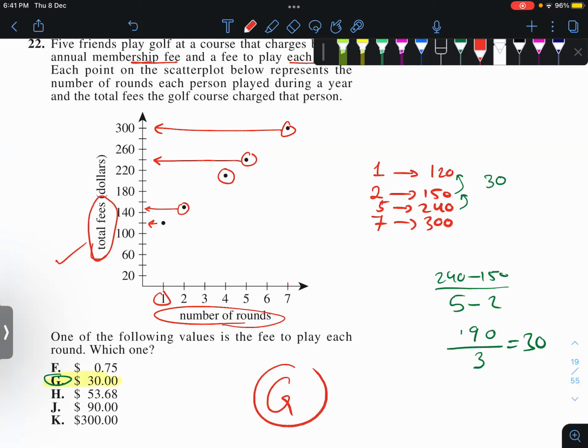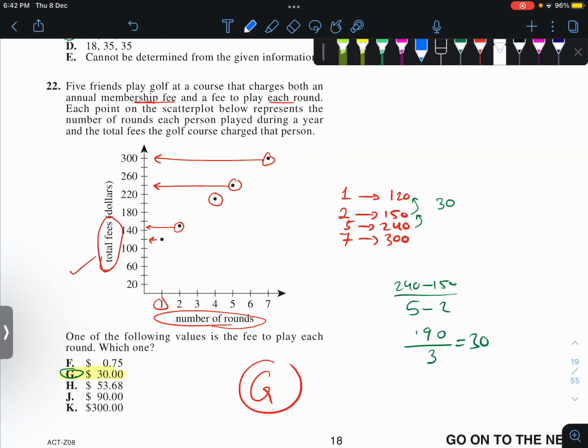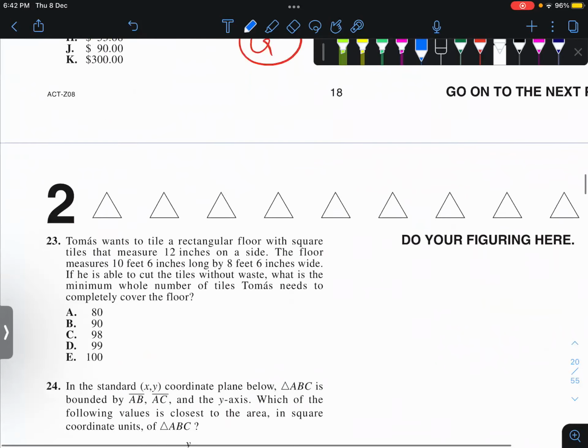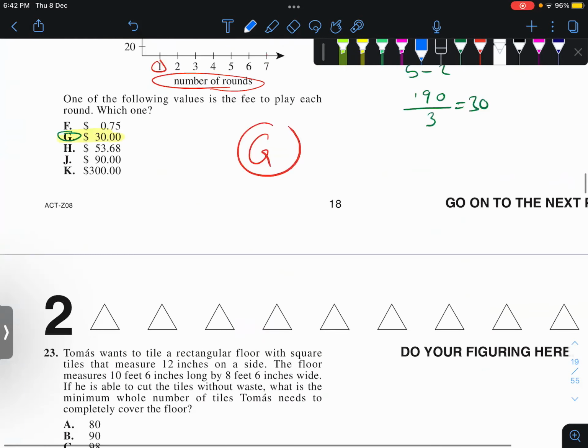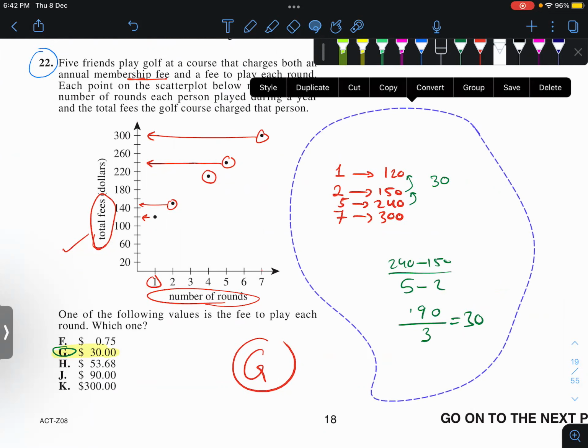Number of rounds per money paid. On the money paid per what? Can you please give me a second? What? The answer of G for 22. Like to repeat this again? Yes, I didn't understand it.